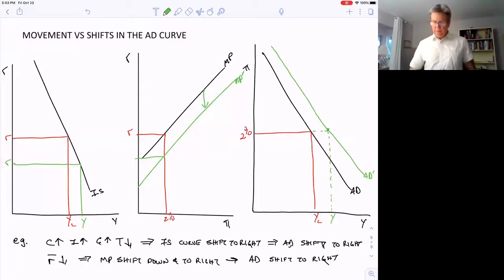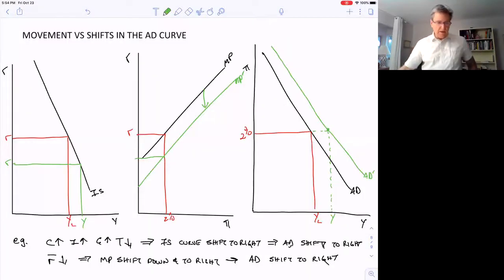So what I want you to remember here is that when the Fed lowers R bar, or lowers interest rates in response to stimulate the economy, it shifts that MP curve up or down, which shifts the aggregate demand curve up or down. If the Fed is changing interest rates because of inflation, that's inside the model, and it doesn't shift the aggregate demand curve. It only causes a movement along the aggregate demand curve.